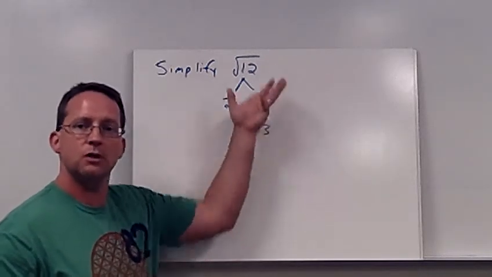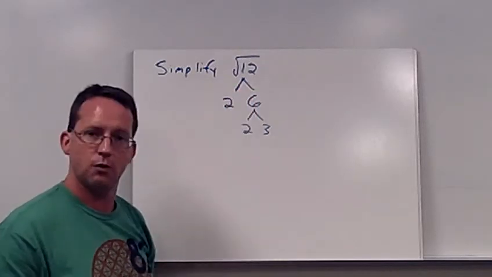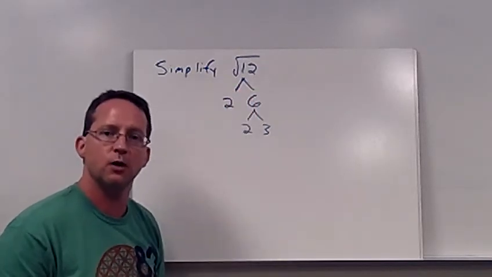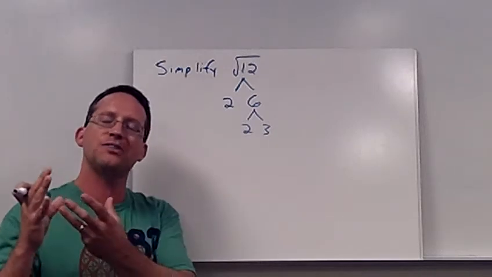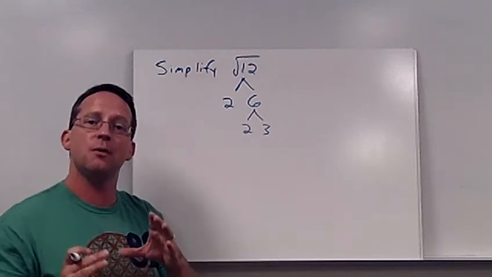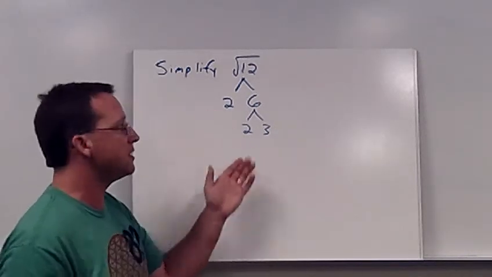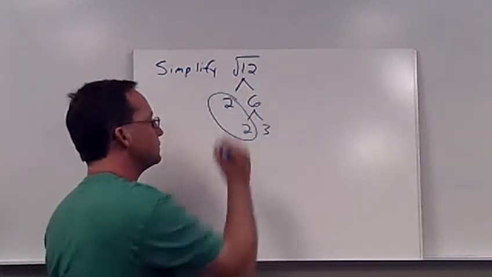2 times 3 would give us the 12. Here's how that breakdown helps us simplify this square root. In order to simplify this square root, we're looking to bring things outside of the square root. What we bring outside the square root is any number that shows up twice at the end of our factor tree. So in this case, I have a pair of 2's.